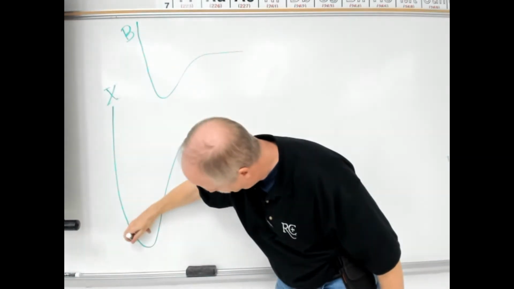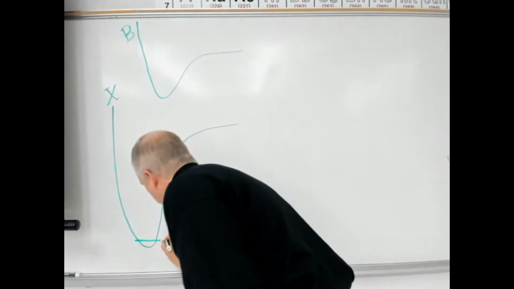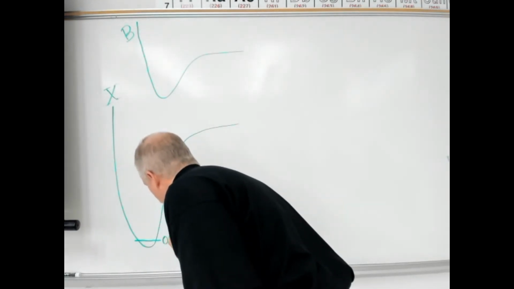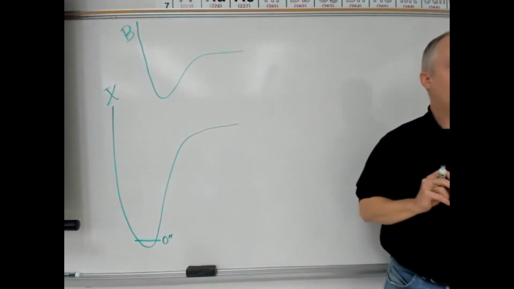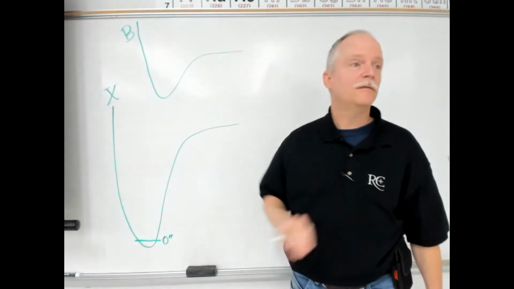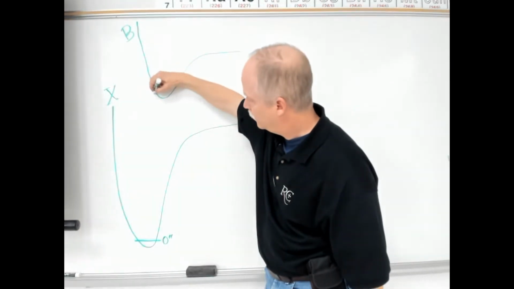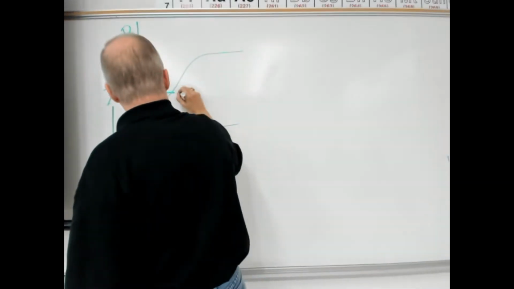Go ahead and draw your ground vibrational level pretty close to the bottom, and label that 0 double prime. So you put a little 0 there and a double prime to show the double prime means it's in the ground electronic state. And then up here we'll put the ground vibrational state as 0 prime.